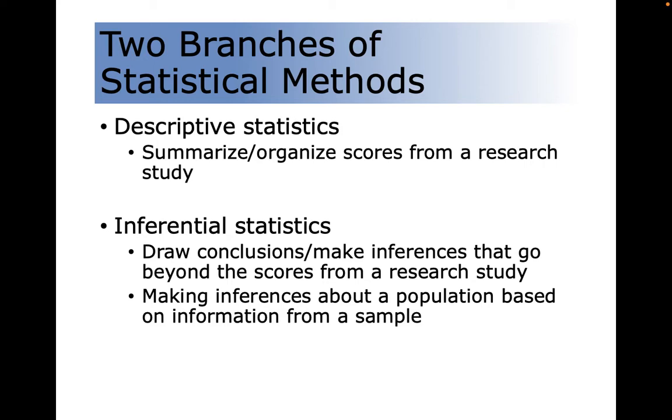Inferential statistics is the other branch. So psychologists use inferential statistics to draw conclusions and to make inferences that are based on the numbers from a research study, but that go beyond the numbers from that study in order to make conclusions about a bigger population. So really the goal of inferential statistics is to allow researchers to make inferences, that is conclusions, about a large population of individuals that is based on a research study in which a much smaller sample of individuals takes part.